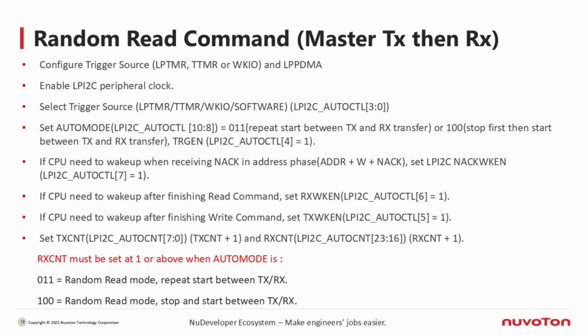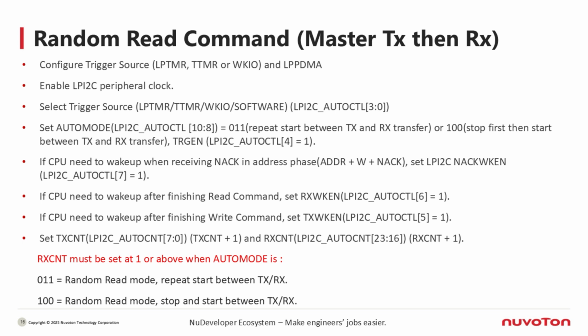Before using random read command, there are a few setup steps we need to complete. First, select the trigger source, for example, a low power timer, and configure the low power PDMA to automatically move data. Don't forget to enable the low power I2C clock. Next, we move to the auto CTL register. There are 3 main points here.